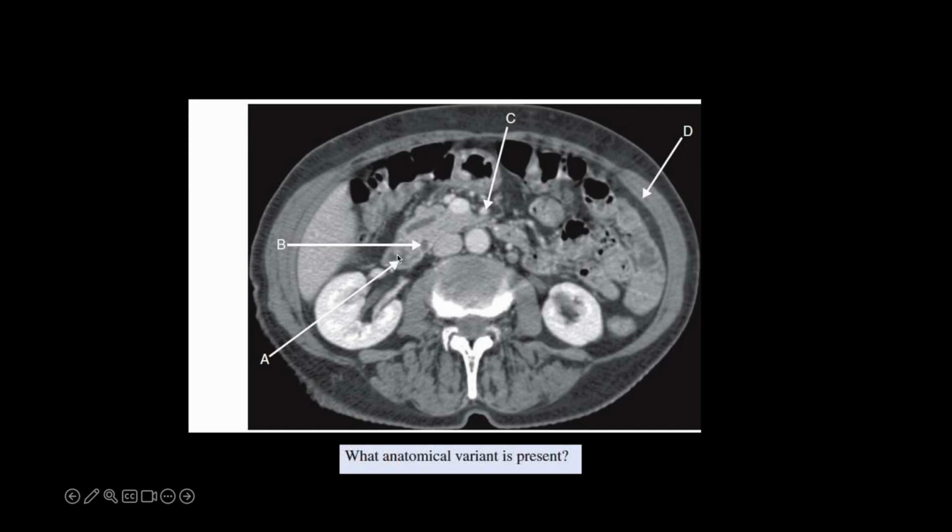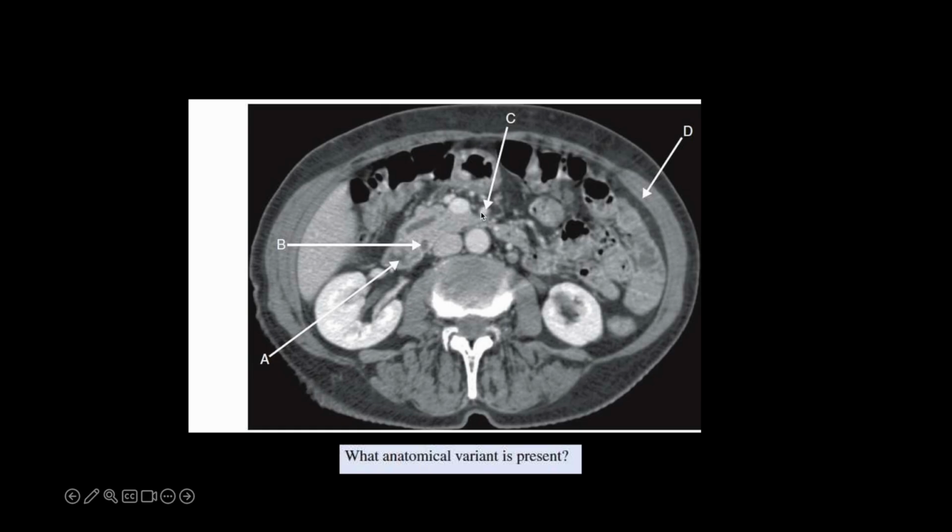So they're showing a structure here. It looks like bowel, and this is an axial slice through that vertical bit of bowel, which we know is the second part of the duodenum. So this is your second part of the duodenum. B is your CBD. Remember, this is going to drain via the ampulla of Vater into that second part of the duodenum. C is your SMA.